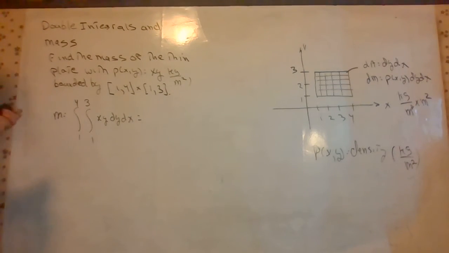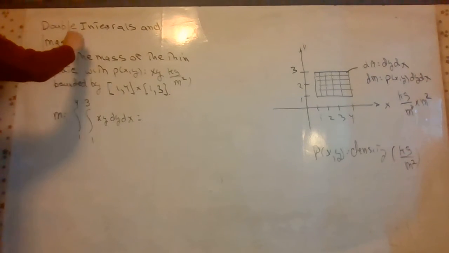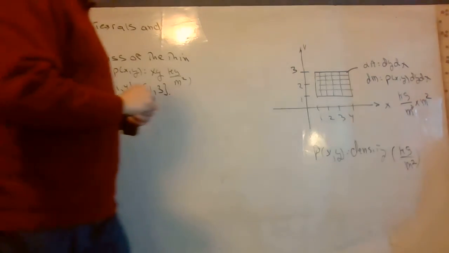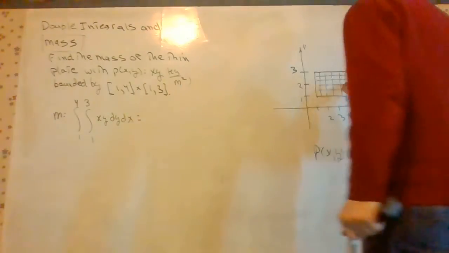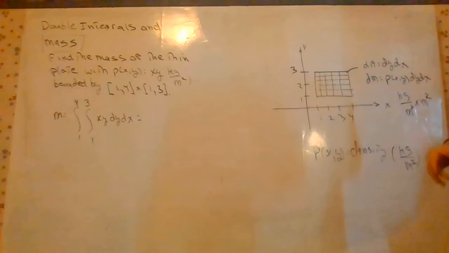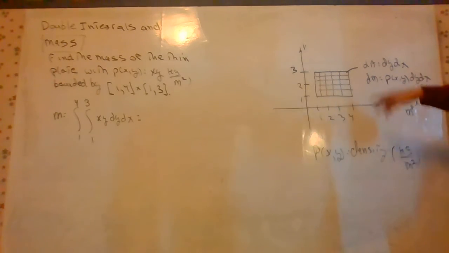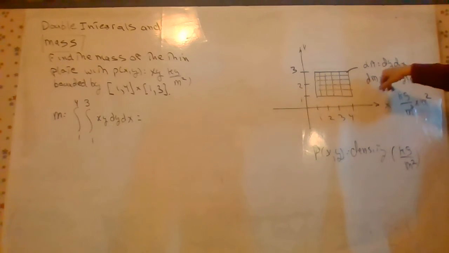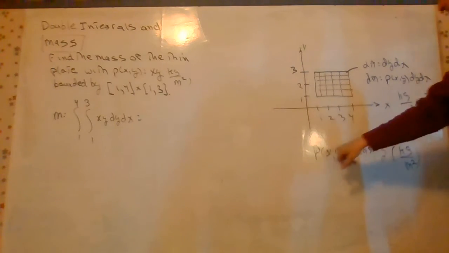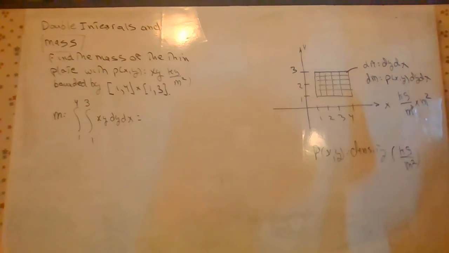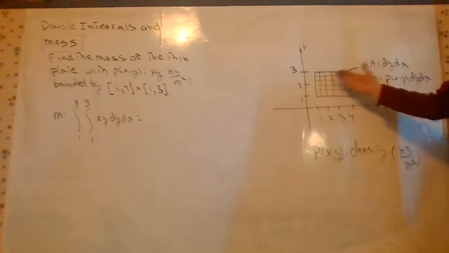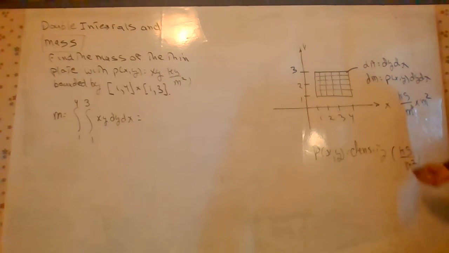Double integrals in mass. Suppose we have a region here. It could be a rectangular region, it could be anything, but now all we know how to integrate is rectangular regions. dA is dy dx, and rho is going to be density, which in this case would be kilograms per square meter. We're dealing with a two-dimensional figure, so this is a mass per unit area.